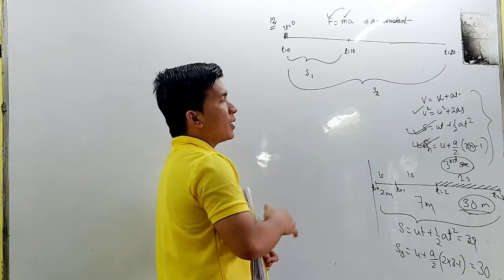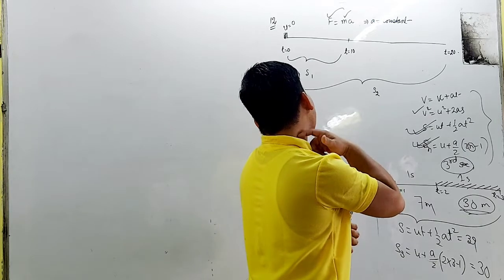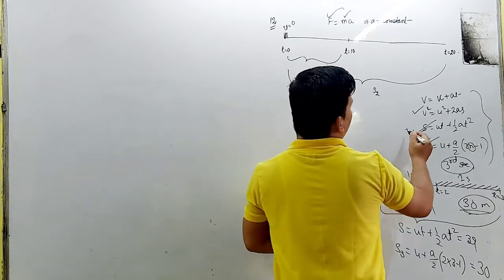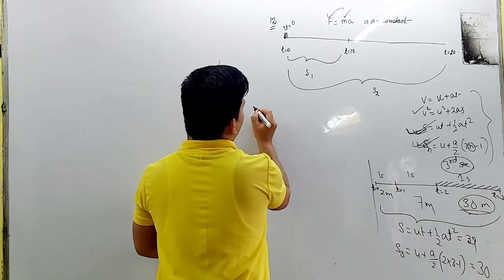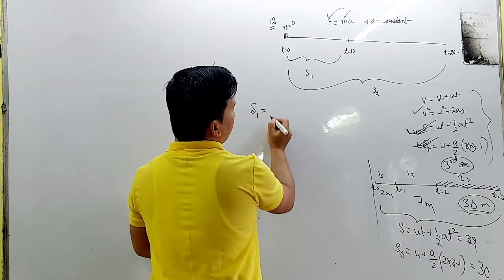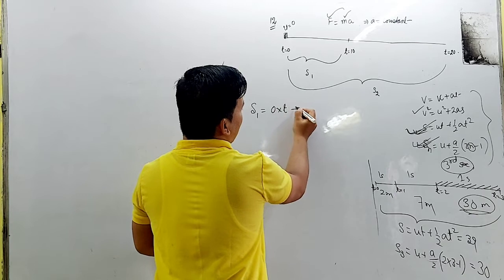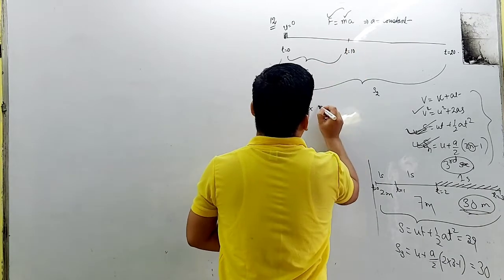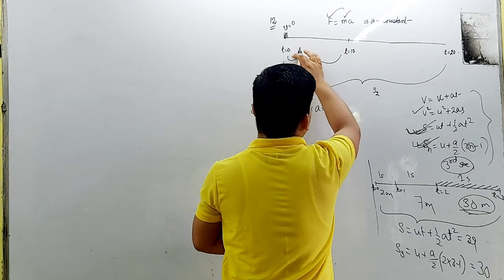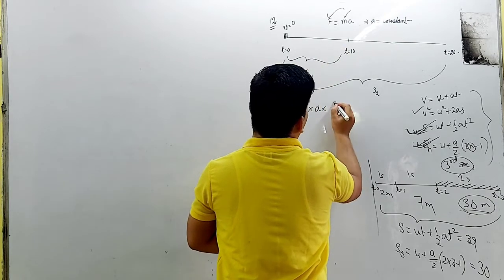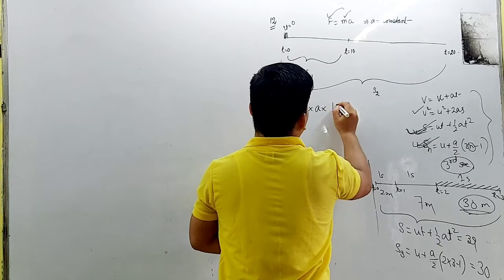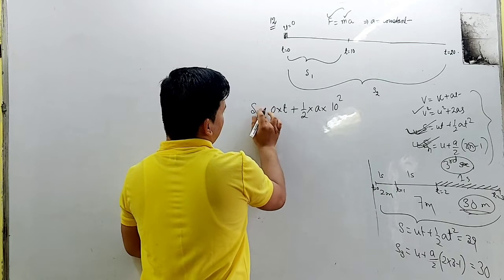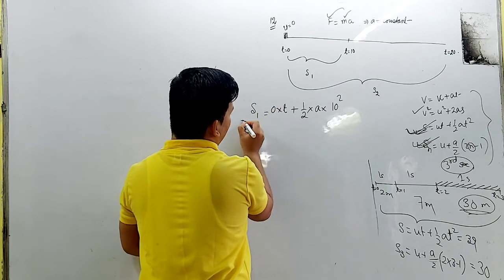Do you understand what I'm trying to say here? We are going to use this formula: S1 will be equal to 0 into t plus half into a into t squared. What is the acceleration, this is a, and what is the duration from 0 to 10, it will be 10 square. We can put it like this, 10 square divided by S2.